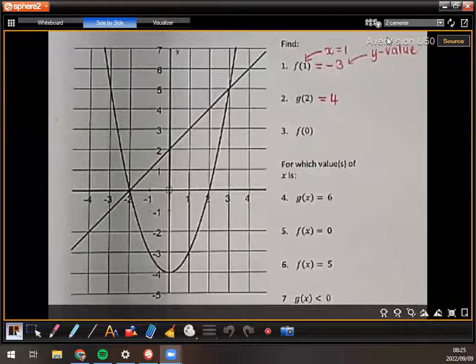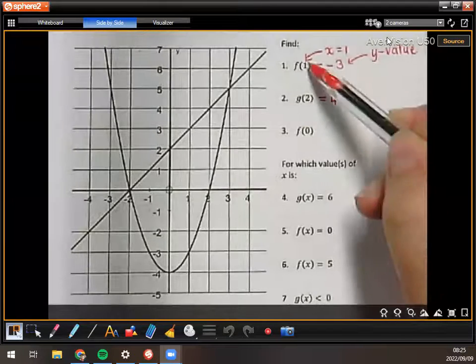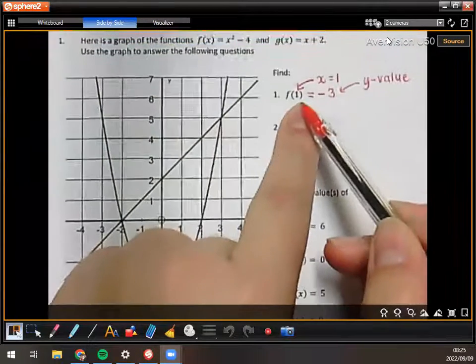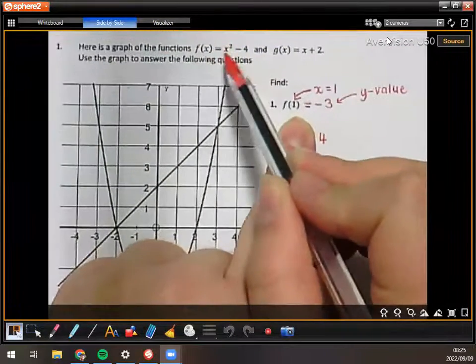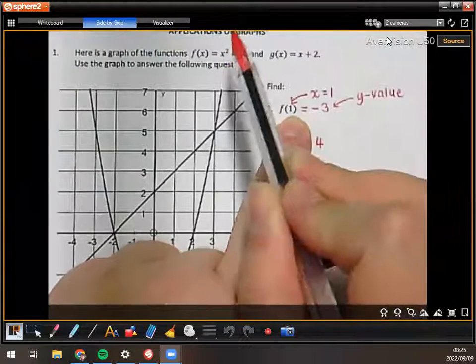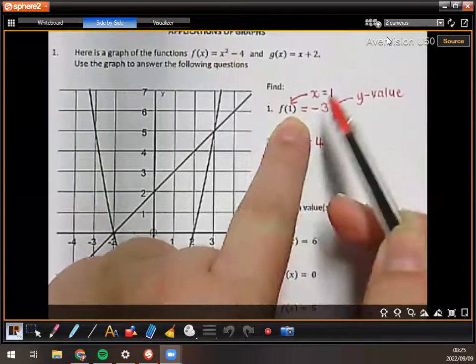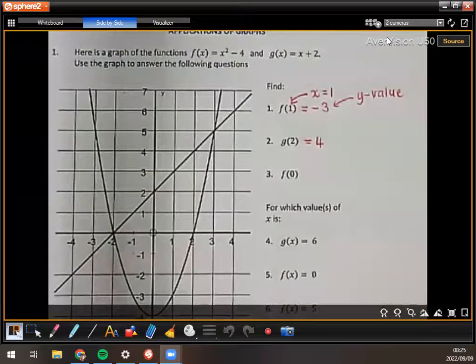Right? What if you didn't have the graphs to look at? Yes. If you didn't have the graphs, you would take the x value that they've given you and sub that x value into the proper equation, the correct one. So if you're looking for f of 1, you'll take the equation of f of x and make x equal to 1. What is 1 squared? 1 minus 4 is negative 3. Okay, so you can do that if you don't have the graphs.